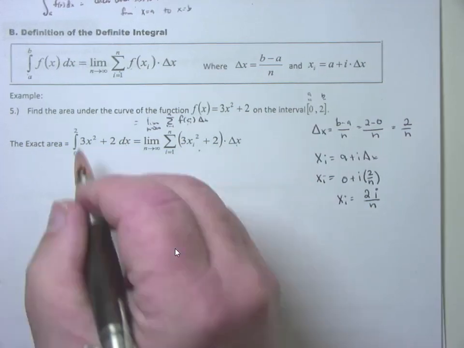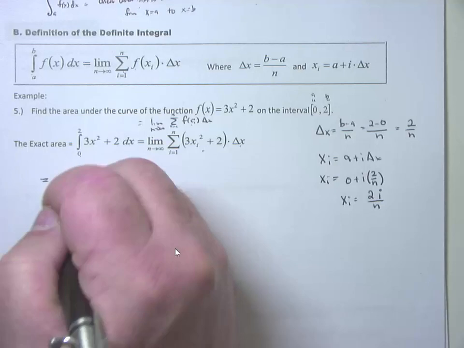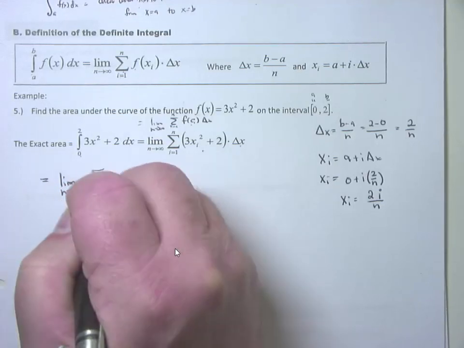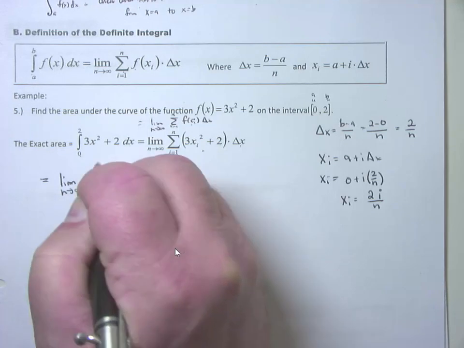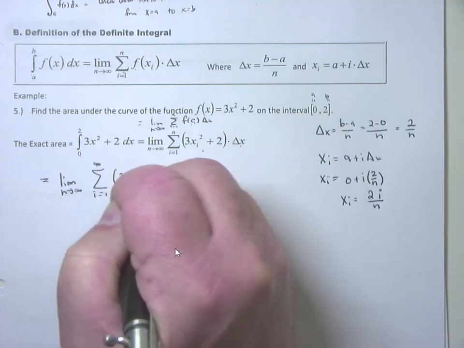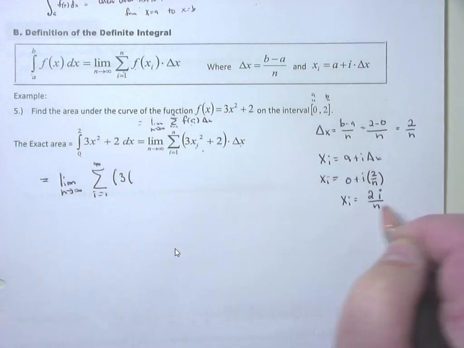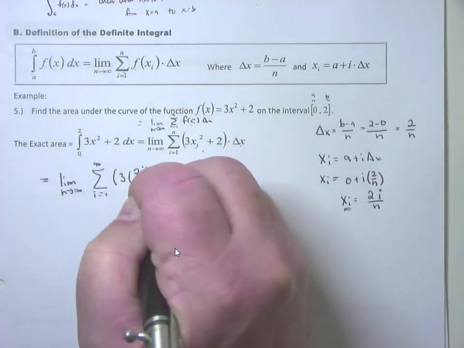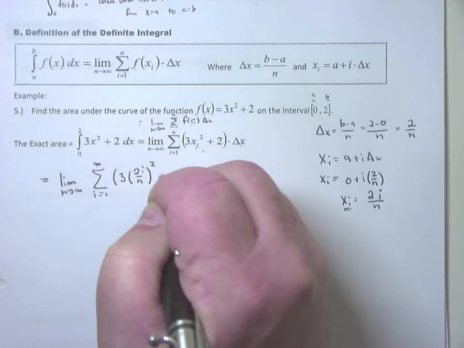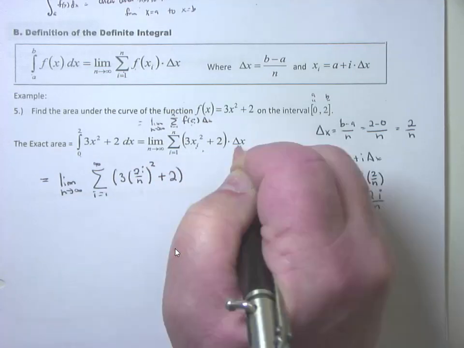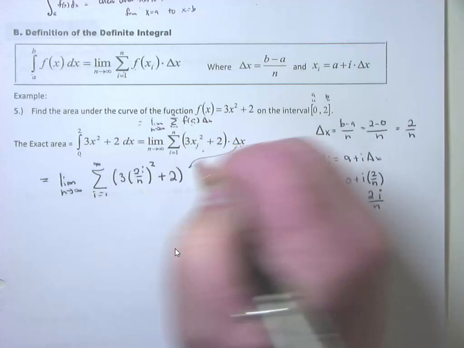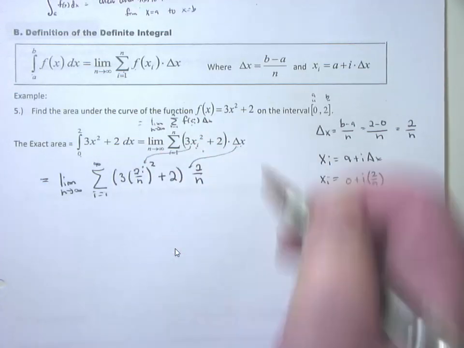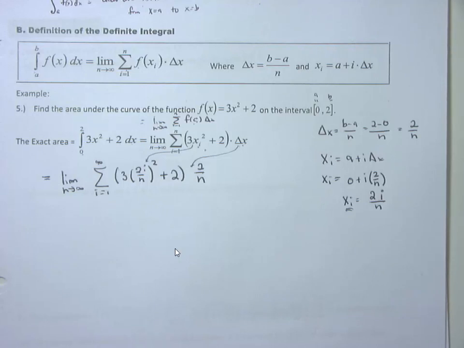So here we go. To find this exact area, this would be equal to the limit as n approaches infinity of the sum as i goes from 1 to n of 3 times, there's xi right there, and I'm going to replace xi with 2 times i divided by n, squared, plus 2 times your delta x. And what was delta x equal to? Times 2 over n. Okay?